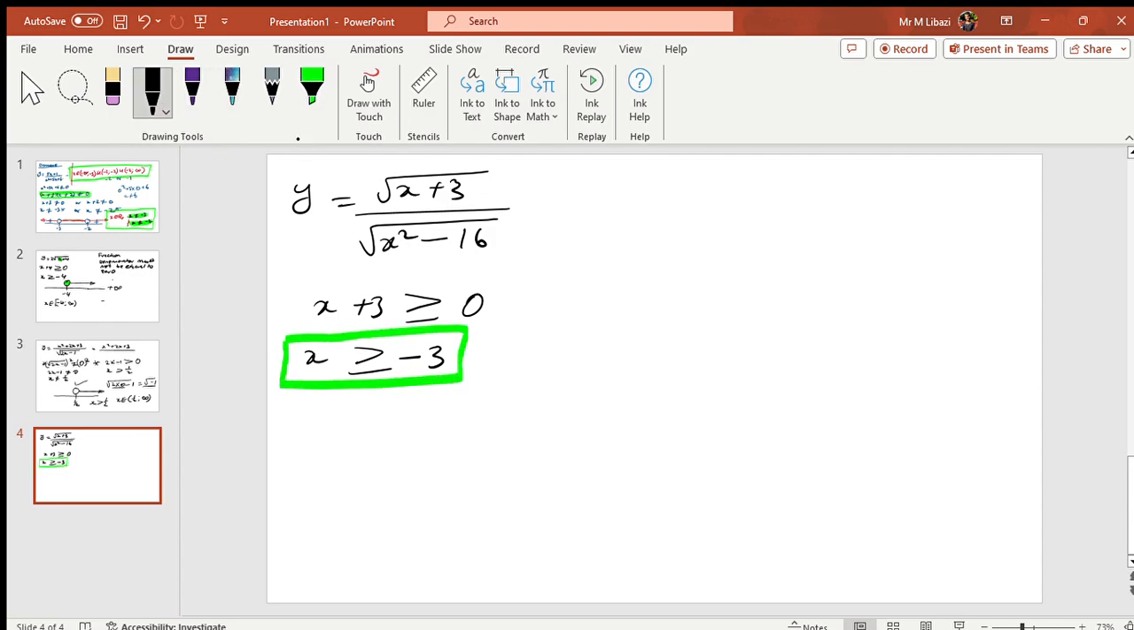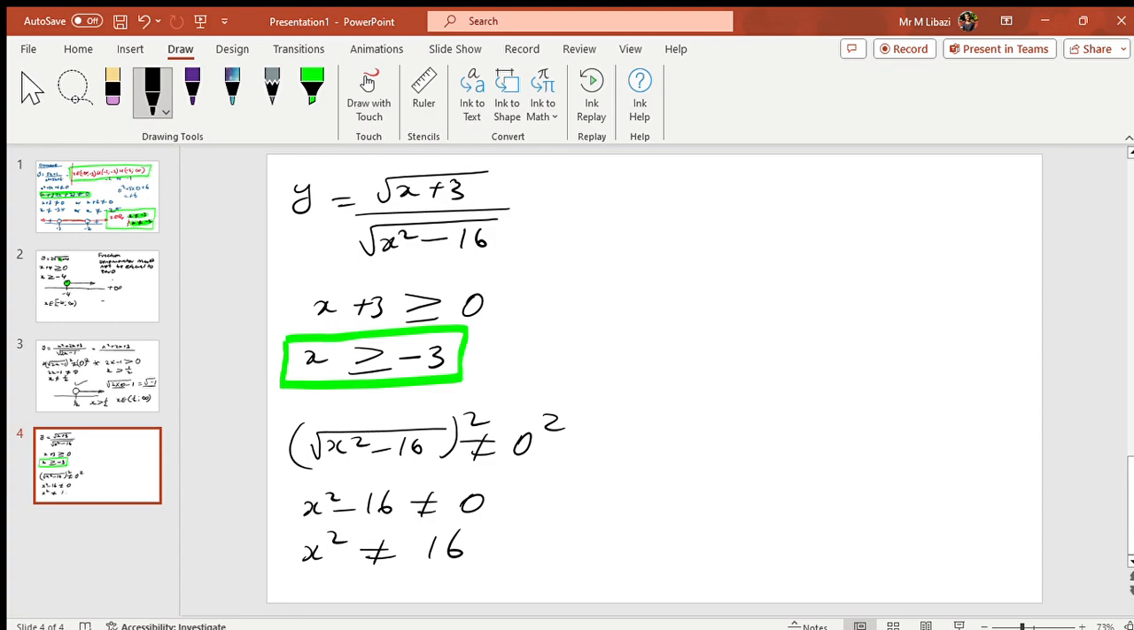So from here, we're going to the denominator. When we go into the denominator, all the denominator, the full denominator, which is x squared minus 16, must actually not be equal to 0 because a division by 0 is undefined. And then now we're gonna square both sides like that, and then we're gonna get now x squared minus 16 must not be equal to 0, and then x squared must not be equal to 16.